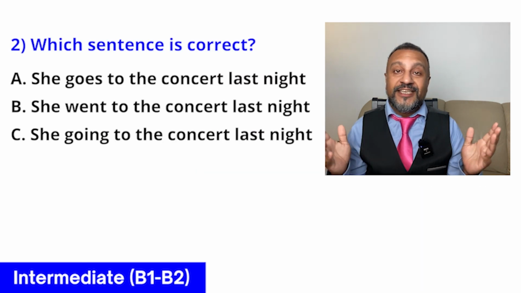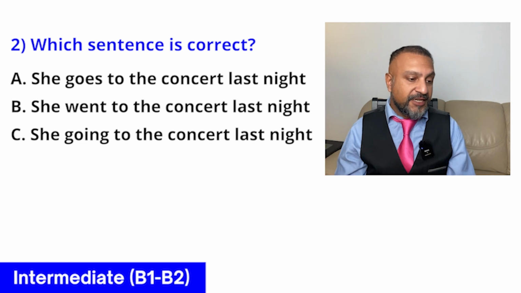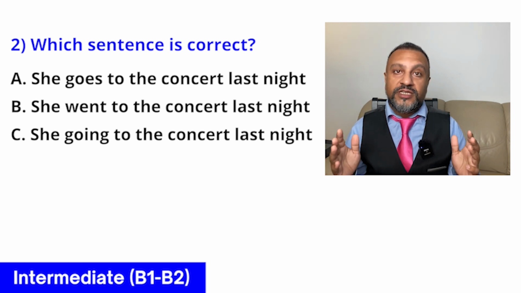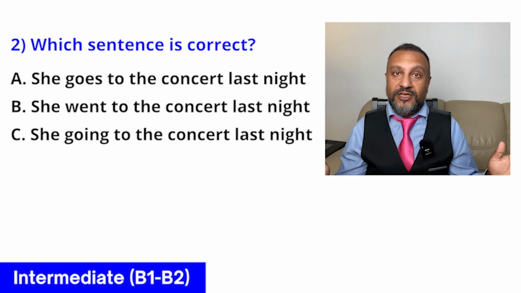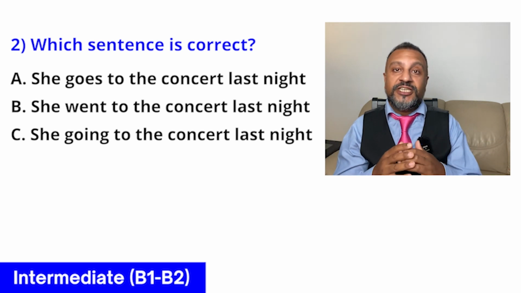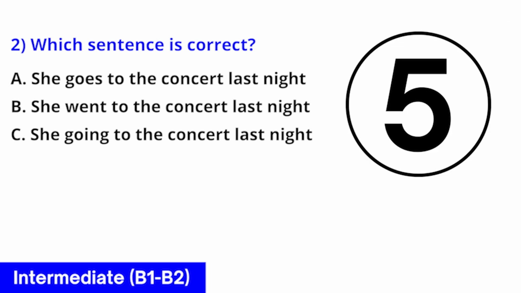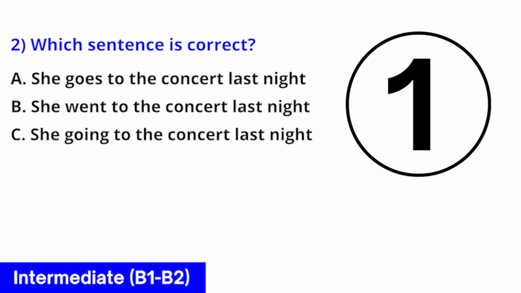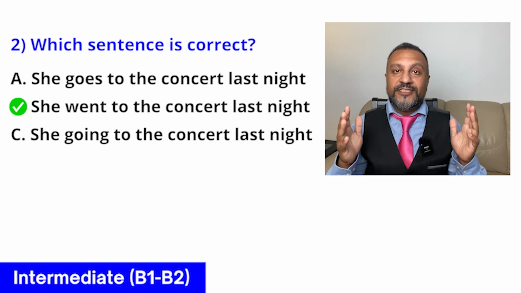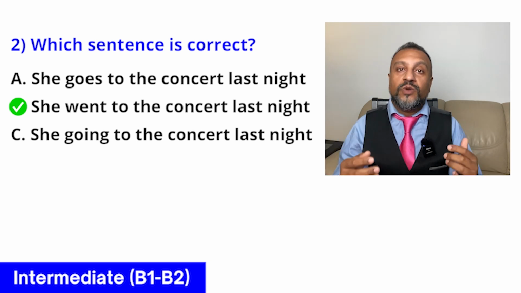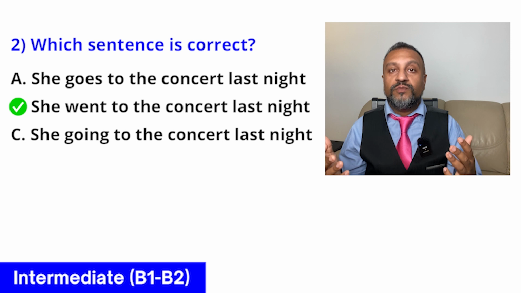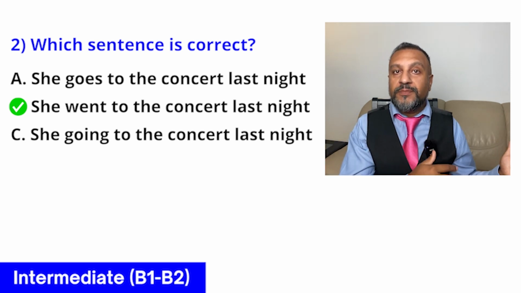Which sentence is correct? She goes to the concert last night. She went to the concert last night. She going to the concert last night. The answer is, she went to the concert last night. Went is the past tense form of to go. So it's an action that happened in the past.